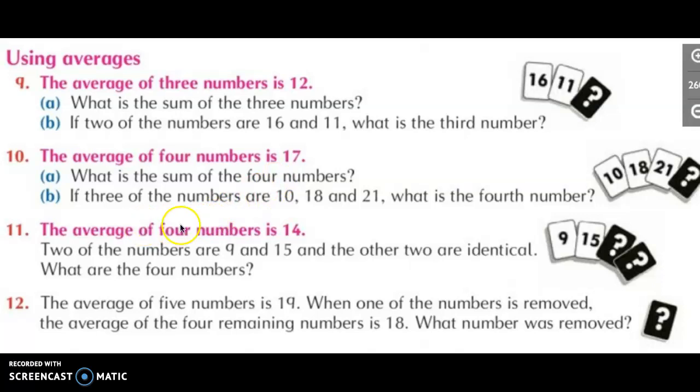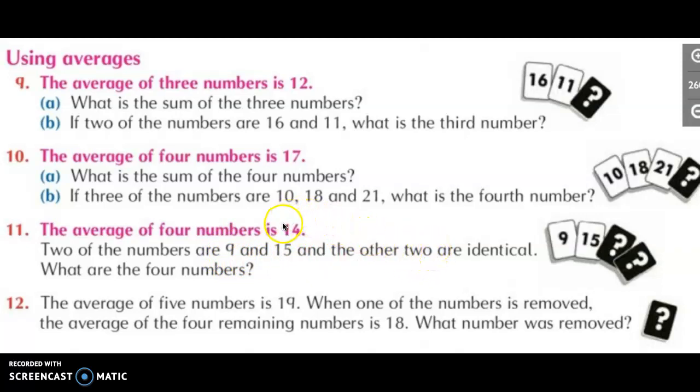Now, it's similar down here. The average of four numbers is 14. So if we have four numbers, we know we have to multiply 14 by 4. That's the first thing we have to do. Two of the numbers are 9 and 15, and the other two are identical. So they're like twins, they're the exact same. What are the four numbers? We already know one number and the second number, so we have to find two more numbers.